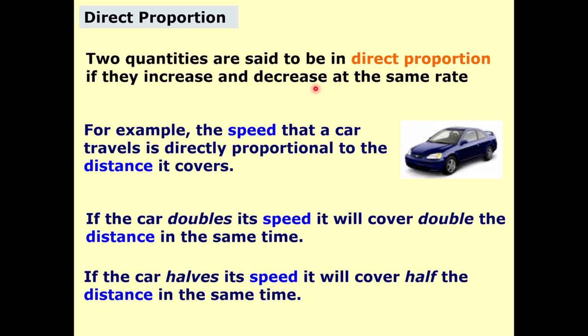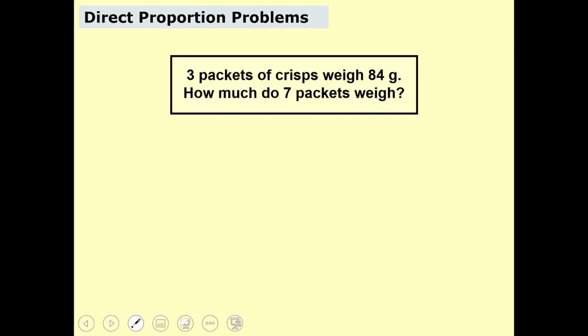So if something increases, the other quantity will increase. If it decreases, that other quantity would decrease as well. So that's what direct proportion means. Let's look at some examples here. So we have a problem that we're going to solve using direct proportion.